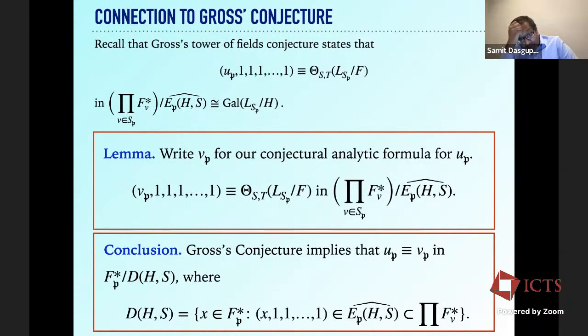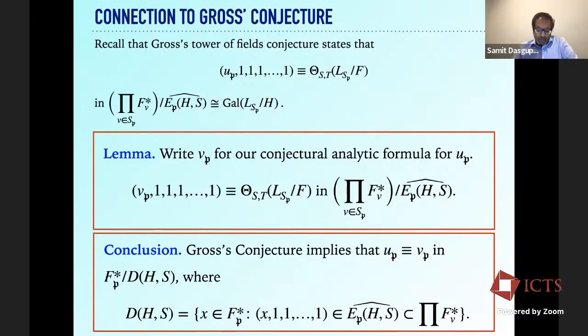So recall that Gross's Tower of Fields conjecture states that I have a congruence for the vector UP11111 to some Stickelberger element in some quotient in FV of this product of FV stars. And it's going to turn out that these extra ones are playing an important role for us. Okay, and this is the Galois group of the maximum abelian extension you can take over H.